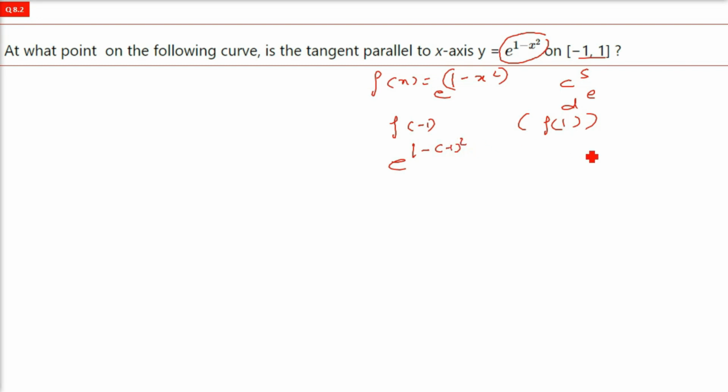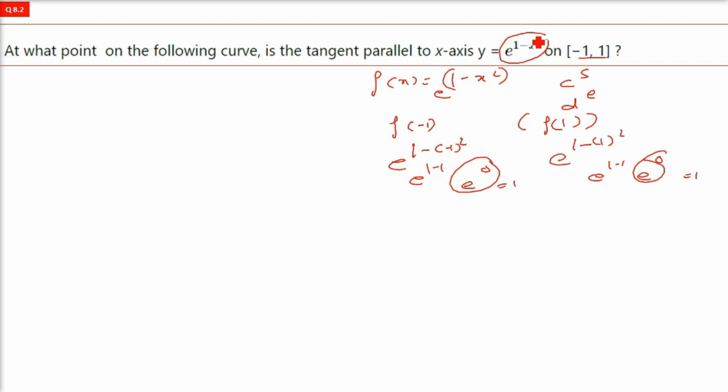Just put this value and check whether you get the same number or not. Negative 1 whole square will be 1 and 1 whole square will also be 1. So we have e raised 1 minus 1, that is e raised 0. Here also e raised 0, and e raised 0 is 1. In both cases 1 is equal to 1. Anything with the power 0 will always be 1. We have the similar value, then we differentiate it. Whatever value gives that differentiation as 0 is the C, which will lie between negative 1 and 1.